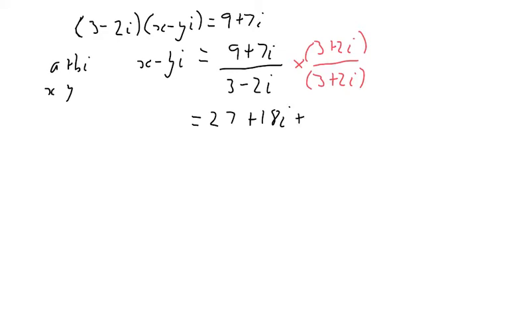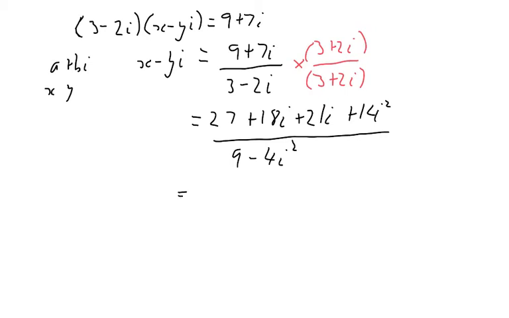plus 21i. Now 7i times 2i, so we've got plus 14i squared over 9 take 4i squared. We collect like terms.